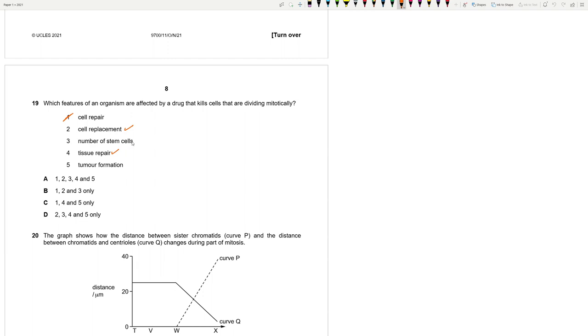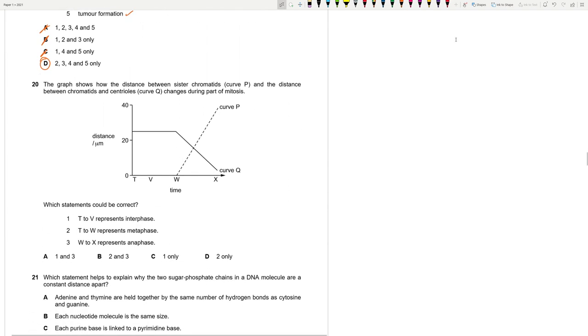Okay. Now, which features of an organism are affected by a drug that kills cells that are dividing mitotically? Obviously, tumor formation will be affected because it requires mitosis. So for sure, we are not gonna have one, right? That only leads us to answer D. And yeah, number of stem cells is also important because stem cells have the ability to divide into other cells. So if this drug inhibits that, obviously the number of stem cells will also be affected.